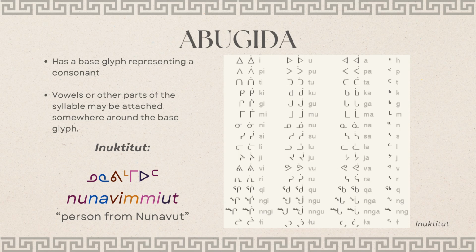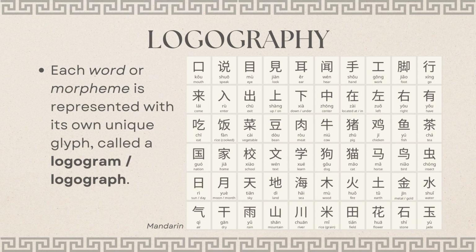And I would say an even more complex writing system is what we call a logography. That's where each word or morpheme is represented with its own glyph or its own grapheme. And we call these logograms or logographs. A really commonly used one is the Chinese writing system. For example, it's used in Mandarin. So each syllable, each word, each morpheme has its own symbol. So there's thousands of symbols used in Mandarin. And in Mandarin specifically, we call these characters.